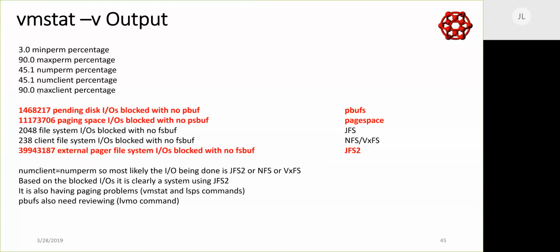So you can see the system was not having a good time. It had 11 million times that it tried to build a page space I/O to go out or come in from a page space, and it could not get a buffer, which meant that it had to sit in the pbuff.